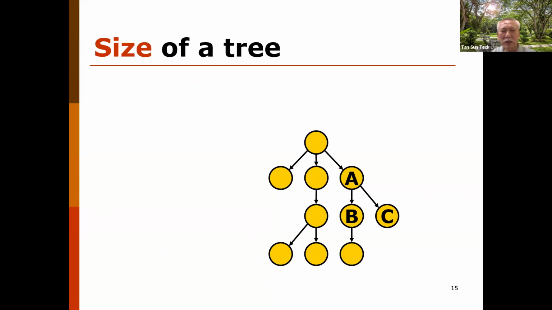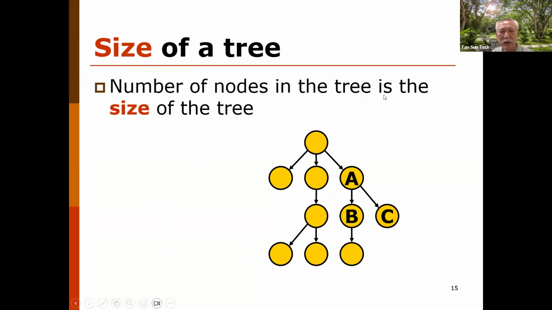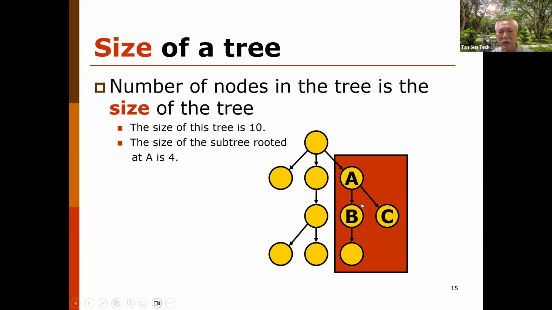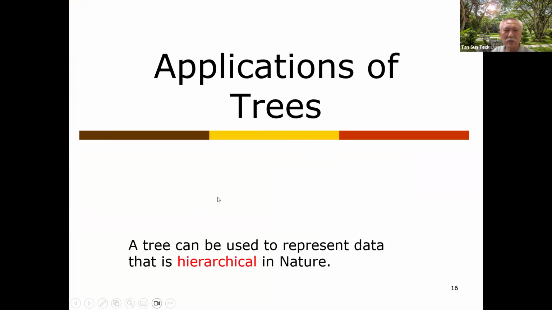We want to know how many vertices are on the tree, just like when we have size of the linked list, right? How many nodes on the linked list. So in this case, for example, this tree has 10 vertices. So the size of the tree is equal to 10. But the subtree, in this case, the size of this subtree rooted at A is equal to 4 because there are 4 vertices. Right, so those definitions will be used in our discussion.